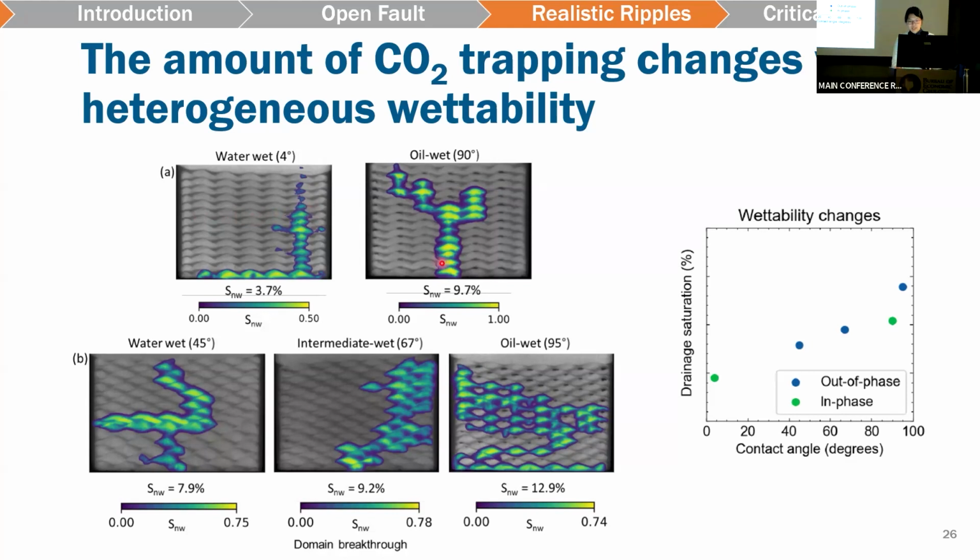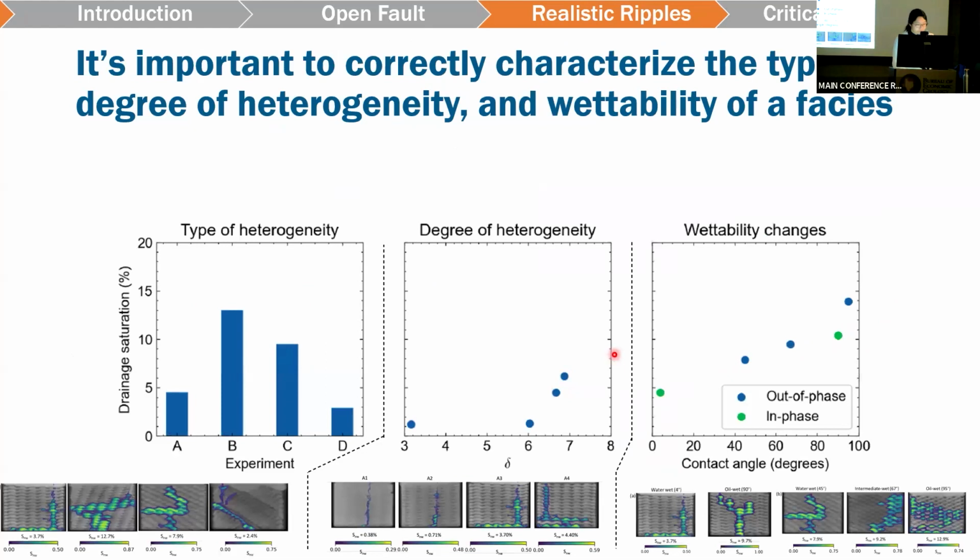And we see that as the matrix phases gets more and more oil wet or CO2 wet, we observe this increasing trend in the amount of CO2 saturation that is trapped. Therefore, in conclusion, it is important to correctly characterize not only the type and degree of heterogeneity, but also the wettability of a facies. And here we see just a summary plot of all these three sets of experimental results that I just showed.